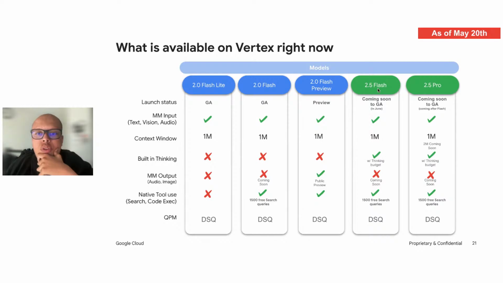Built-in thinking. So the 2.5 family has built-in thinking, and you will have the possibility for all of them to play with the thinking budget. For Pro, you cannot disable thinking yet, but for 2.5 Flash and 2.5 Flash-Lite, you can also just disable thinking if that is what you wish to do.